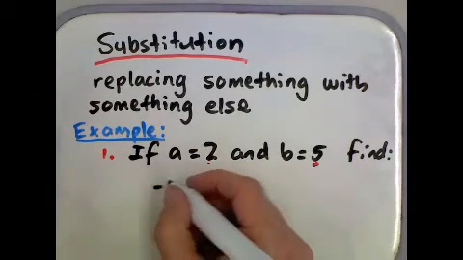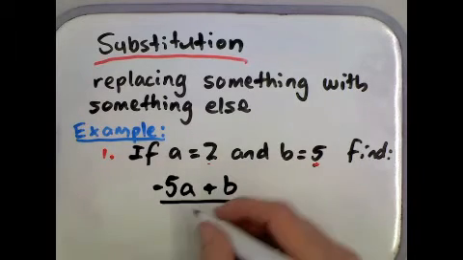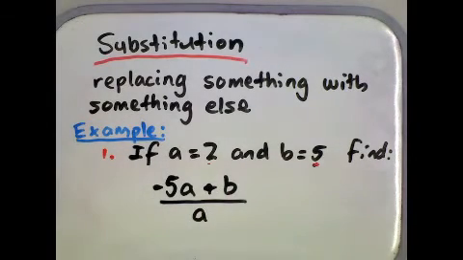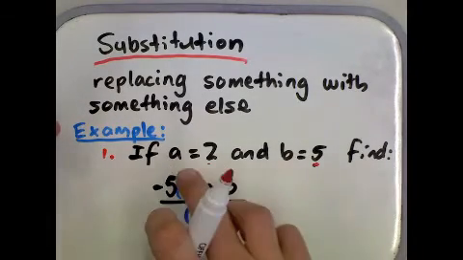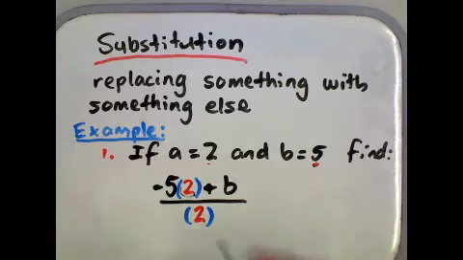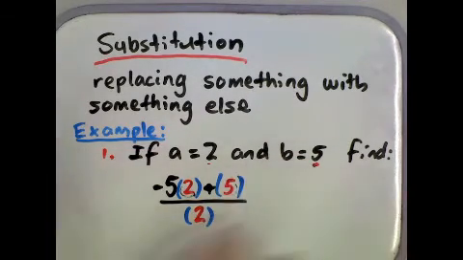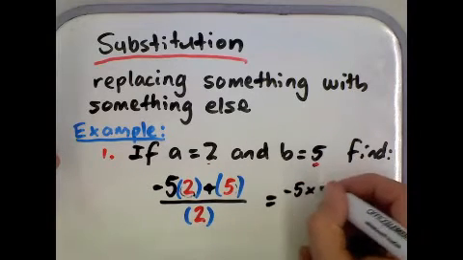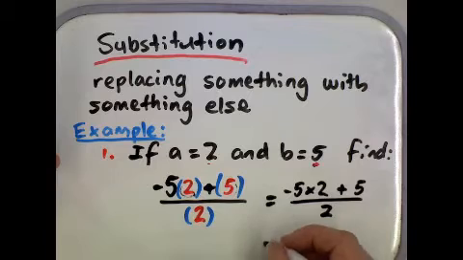Alright, our next example. Negative 5a plus b, all divided by a. Here we want to replace our letters. Let's start with a. We want to replace a with 2. Let's put 2 there, and 2 as our denominator. Now let's replace b. We get a 5 there. Now let's start to work this out. Negative 5 times 2, then we've got plus 5 on the end there, all divided by 2.